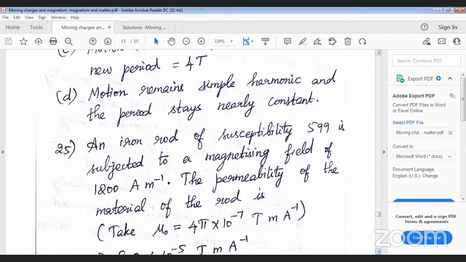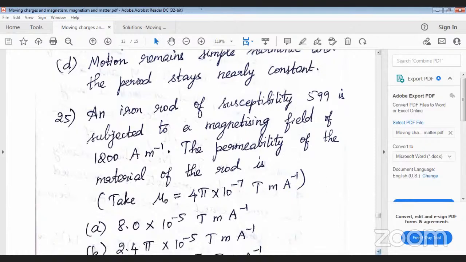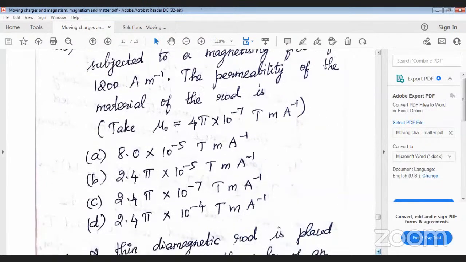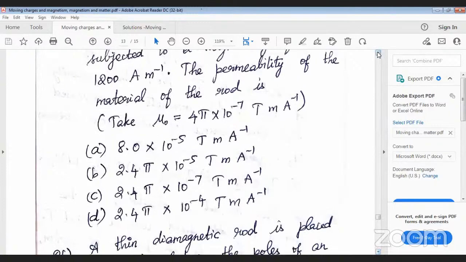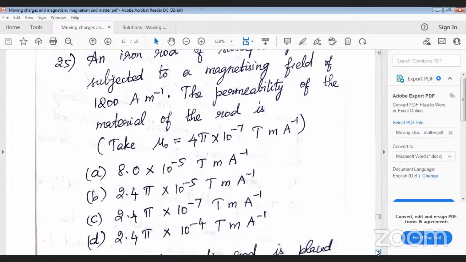Question number 25. An iron rod of susceptibility 599 is subjected to a magnetizing field of 1200 ampere per meter. The permeability of the material of the rod is? So they have given the susceptibility value and magnetizing field value. They are asking us to find out the permeability of the material of the rod. So susceptibility given, magnetizing field given, permeability we need to find out.